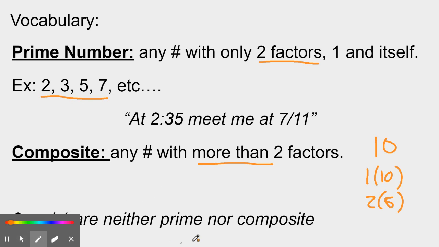Now something else you need to make note of is that 0 and 1 are neither prime nor composite. Okay, once again, they are not prime or composite.